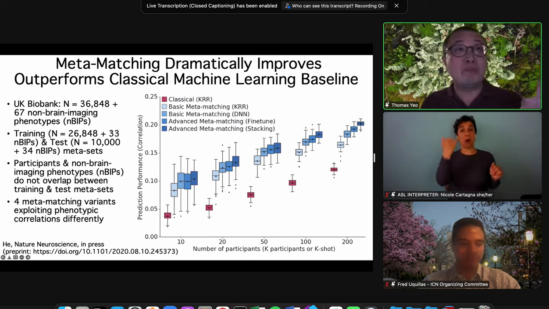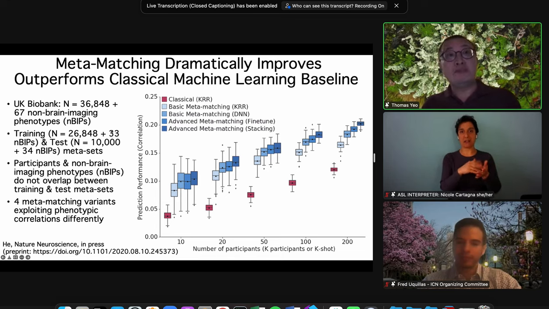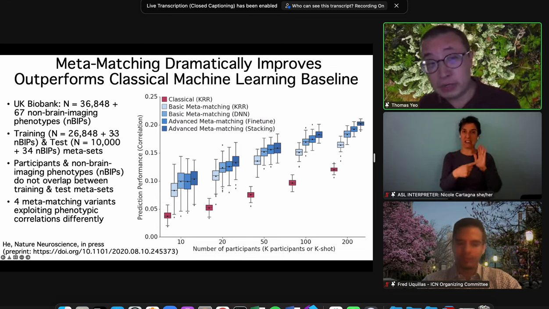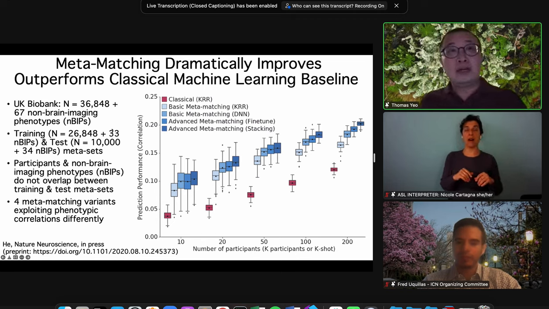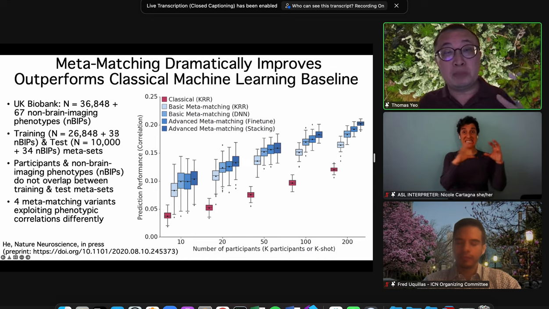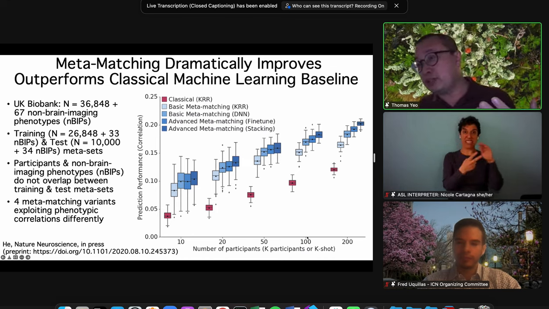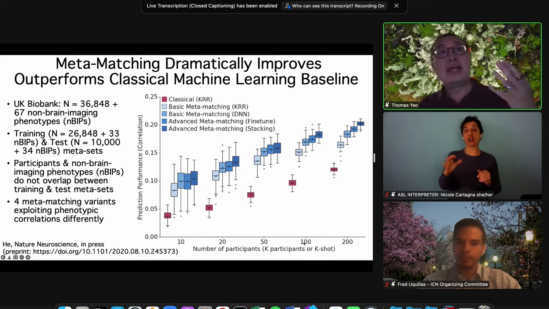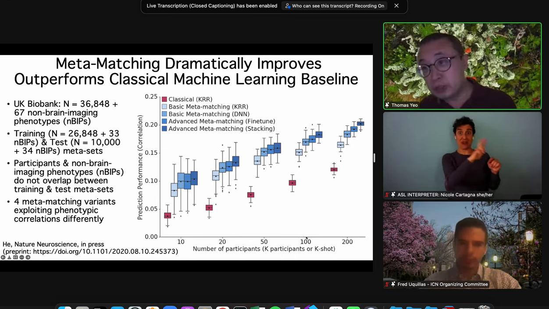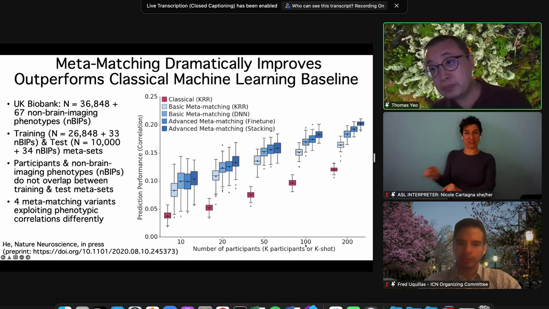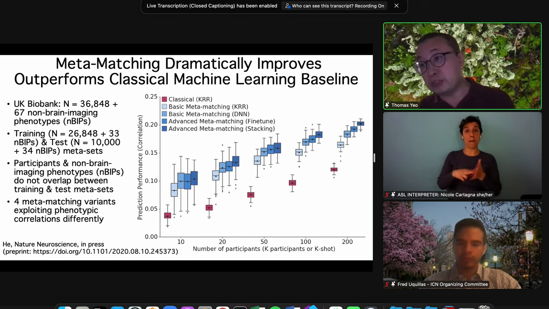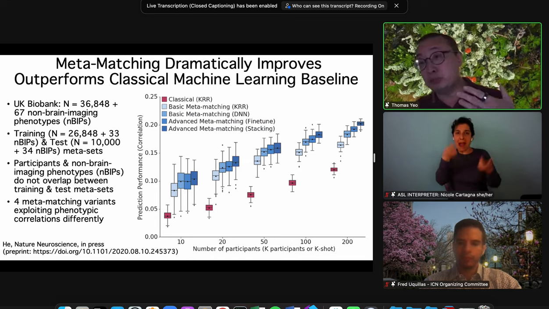Suppose we have 33 predictive models. This is in our training set, with 27,000 participants. We have 33 predictive models. Let's say in the 100-shot case, we take 100 test participants, and we apply these 33 predictive models to these 100 participants. This gives us 33 predictions in these 100 participants. And we check which of these 33 predictions best correlates with the new phenotype we're trying to predict.